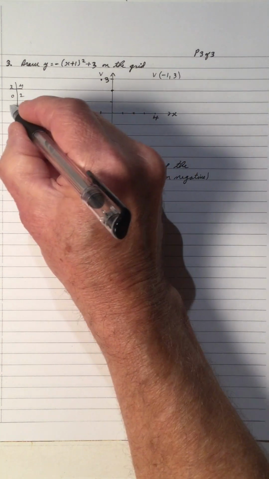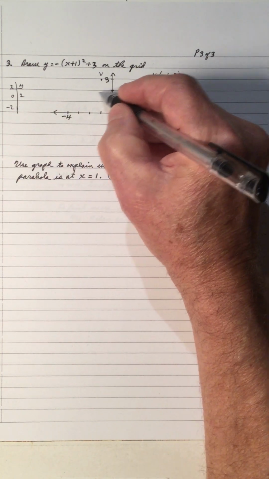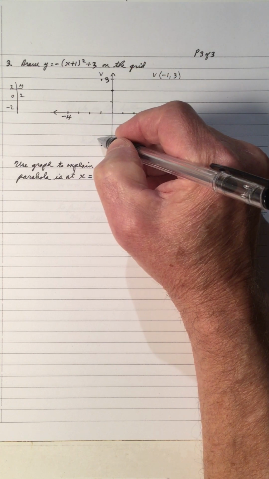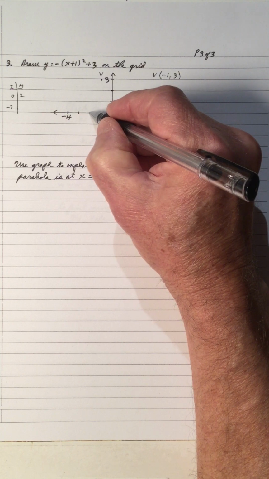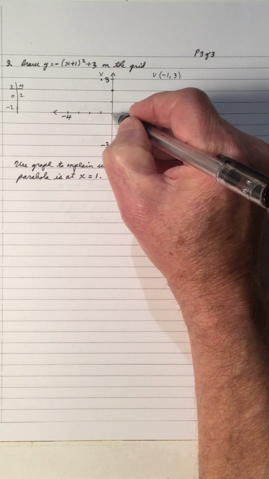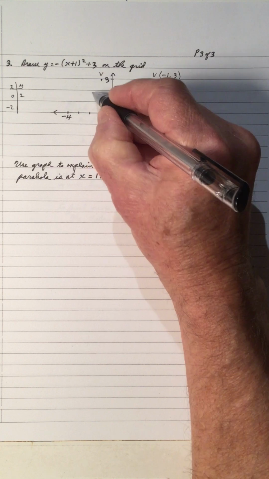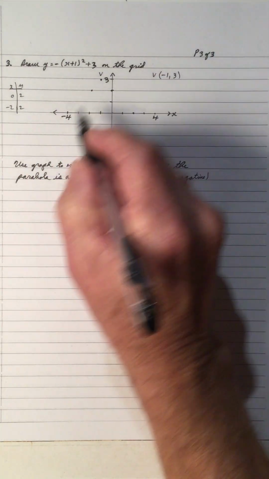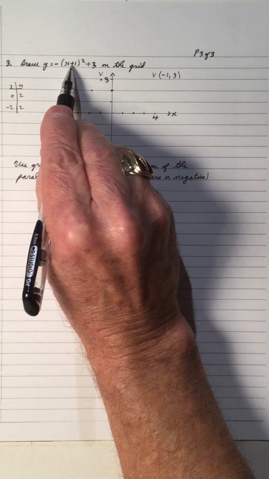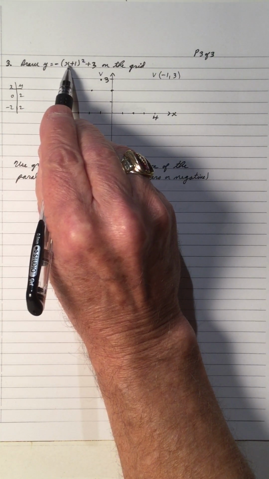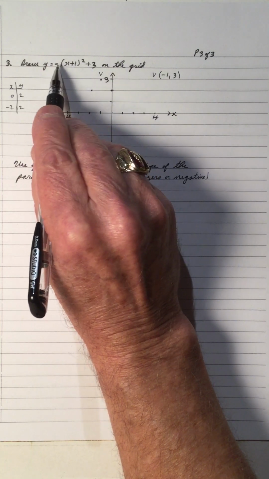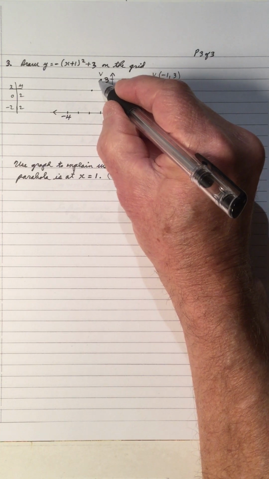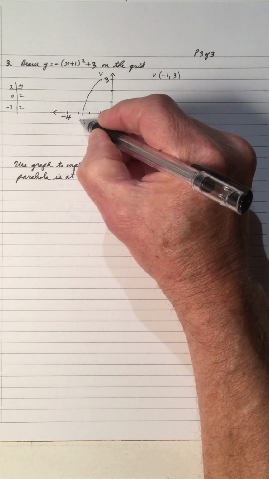And let's put a negative 2 in here, because the axis of symmetry is x equals negative 1. This is 1 to the right, this is 1 to the left, so this should also give me a 2. So let's check it out. Put a negative 2 in here. Negative 2 plus 1 is negative 1. Negative 1 squared is 1. Negative 1 plus 3 is 2. So you can see that it's opening like this.